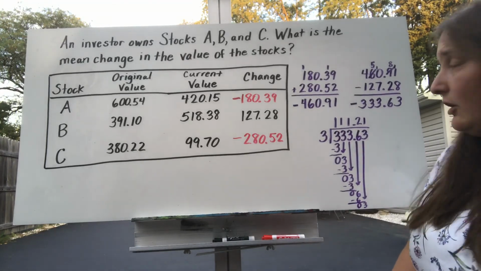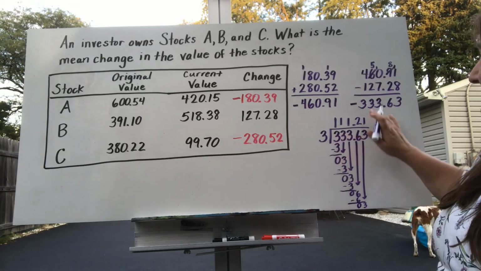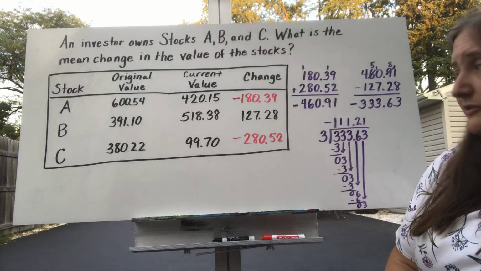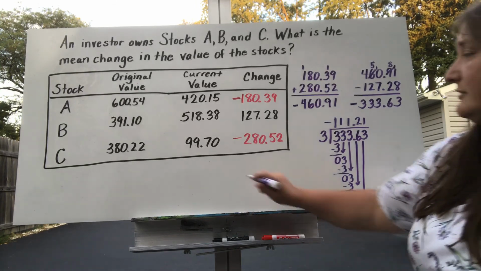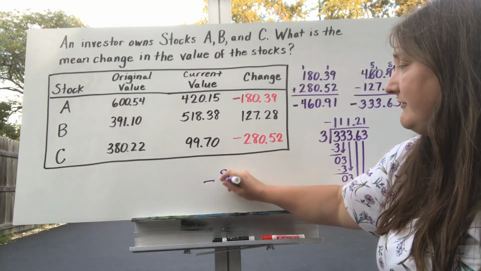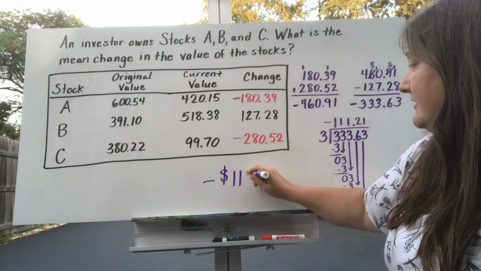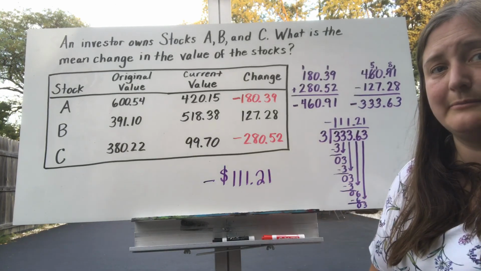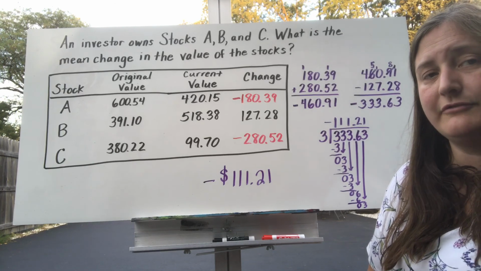So in total, remember we were dividing, this number was a negative. He has lost $111.21. So his net loss is negative $111.21. Sorry, that's not his net loss, that's his mean change for his loss.